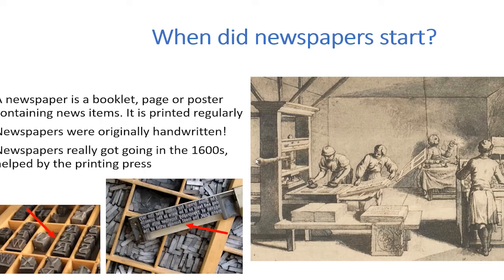But the printing press worked by selecting all the letters you wanted to use. And in the bottom left, you can see them. You can see there are metal letters, and they would have to line them up into a sentence. And again, in the other picture, you can see that all the letters are back to front, which they had to be. They would cover the letters with ink, they would put paper on that, and then they would press it down. And that is how newspapers were made to begin with.